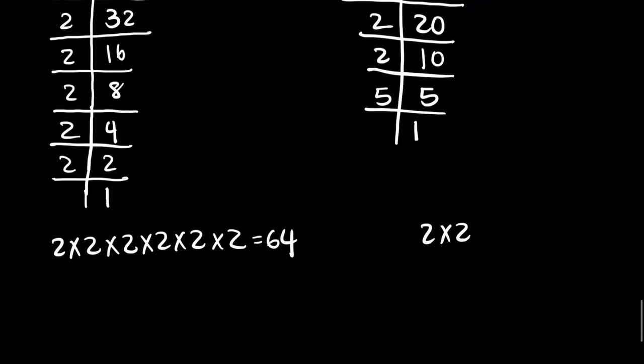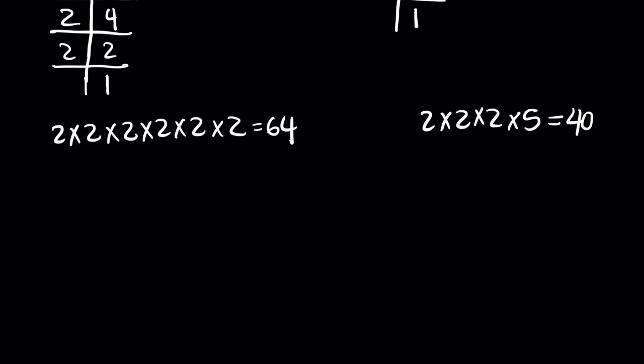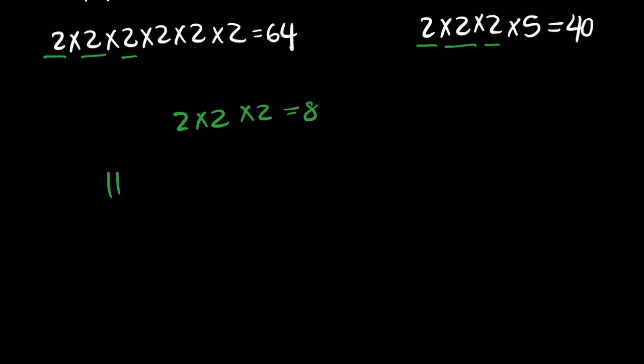The highest common factor is now the prime numbers that are common between both numbers when they're written as a product of their prime factors. So we have 2 multiplied by 2 multiplied by 2, and there's no other common number, so the HCF is 8.